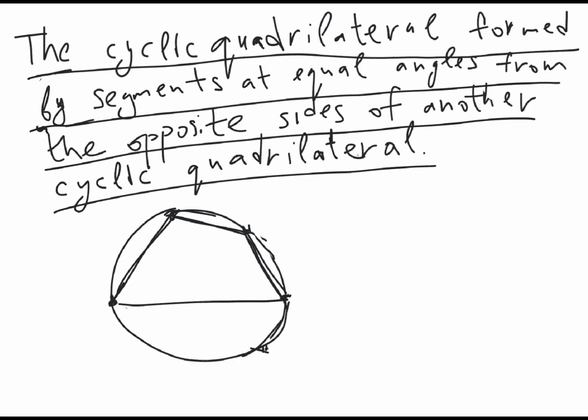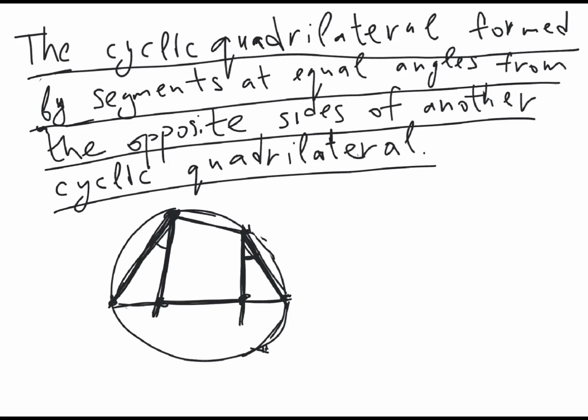And we take two opposite sides. So let's say we take these two opposite sides, and then we take the segments at equal angles from these two opposite sides, like this and like this. So these two angles must be equal. So from these two vertices, we take lines at equal angles from the opposite sides, and the intersection points with this side, we take the segments.